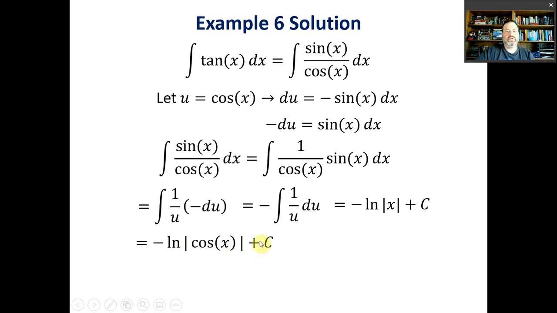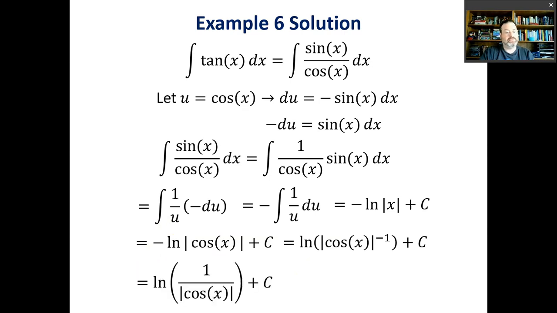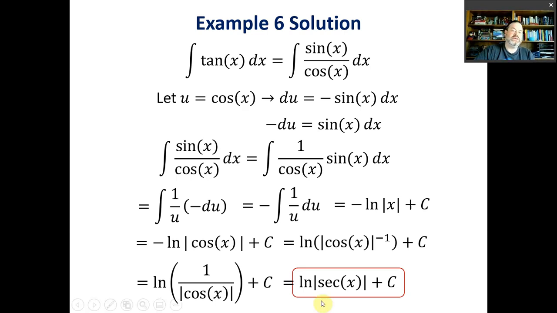Are we done? Or do we need to simplify? Technically, you could stop here, but it's not all the way simplified. I would recommend continuing on to get it in a slightly more compact form. Because you have a negative out front of a natural log, you're allowed to bring that exponent inside. Simplify it. 1 over absolute value of cosine x is absolute value of secant x. So this is the natural log of the absolute value of secant x plus c. And this is the answer. This isn't wrong. It's just not all the way simplified.